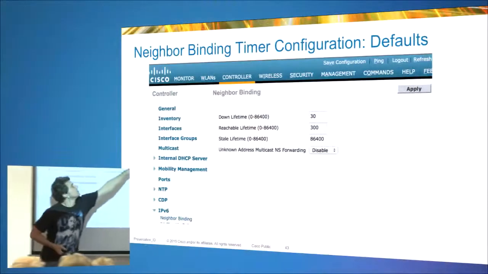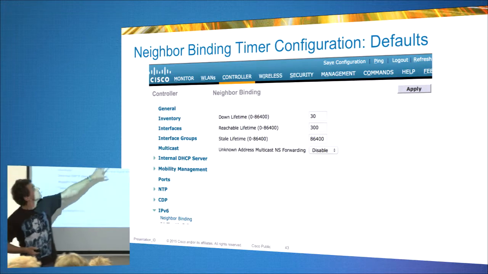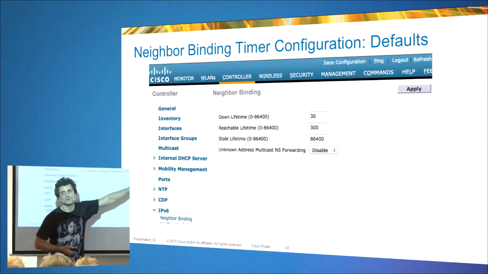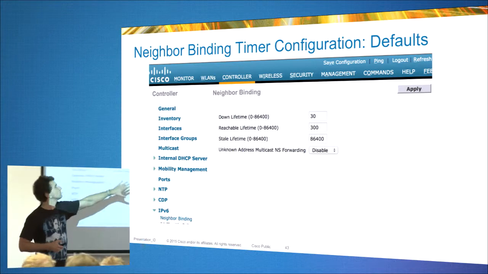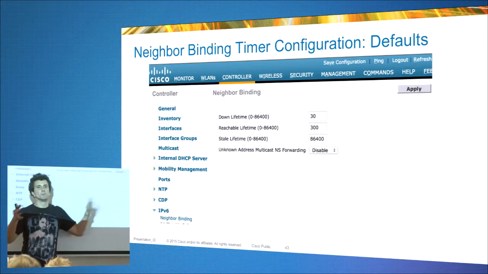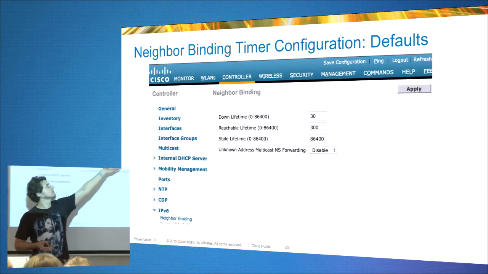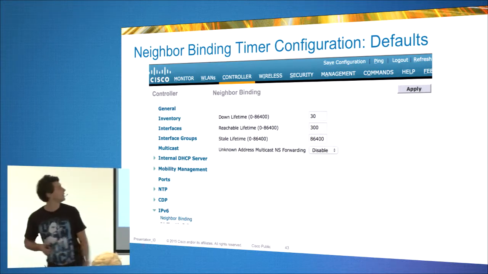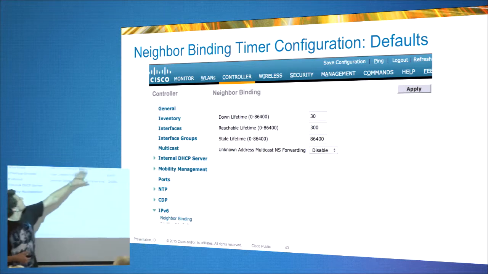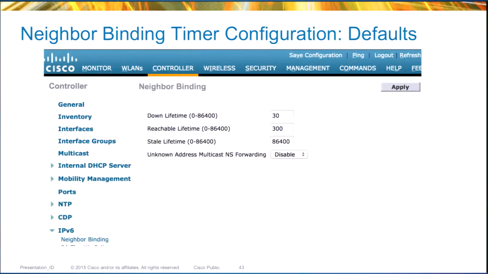Finally, these are the defaults, and despite the fact that they are changeable, you don't really need to change them. They're there for very corner cases with some strange devices, but in practical experience, we've seen that these defaults work pretty well. And as I said, the reachable lifetime is very short, whereas the stale lifetime is very long. So the entries stay in this table for a very long time.